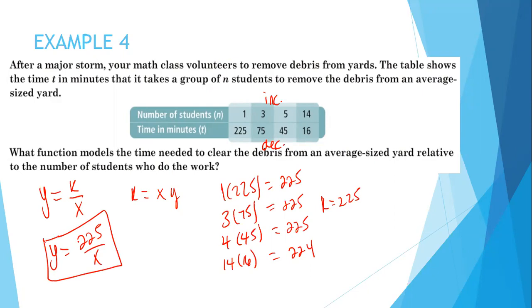Pretty simple, right? Okay, and because of that, I know that I'm working only in quadrant 1. And so my y values, the time it takes, is going to decrease the more students that there are. So my graph ends up looking like this. All right, so that concludes part B.